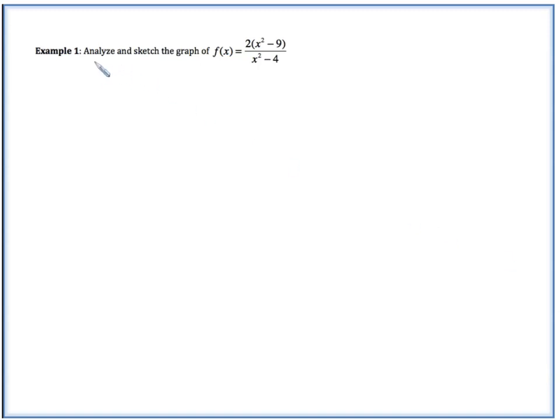Now the example says to analyze and sketch the graph of this function right here. Now the first thing we're going to need to find is the first and second derivatives. And before we do that, I think I want to multiply this 2 out just to make it a little bit easier. So 2x squared minus 18 over x squared minus 4. So here we're going to find our first derivative. And then we also need to find our second derivative.